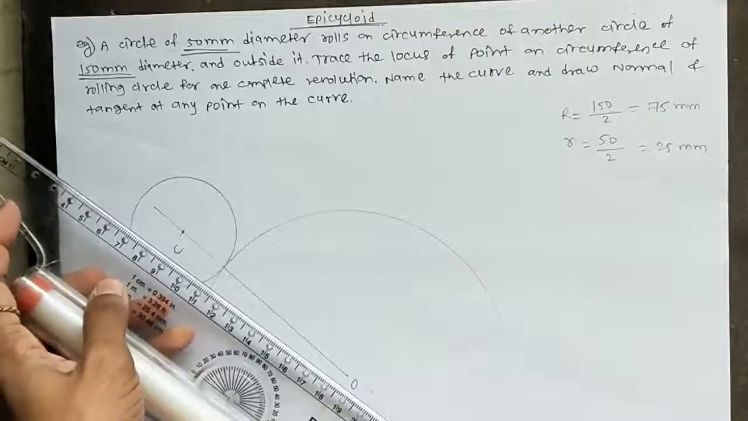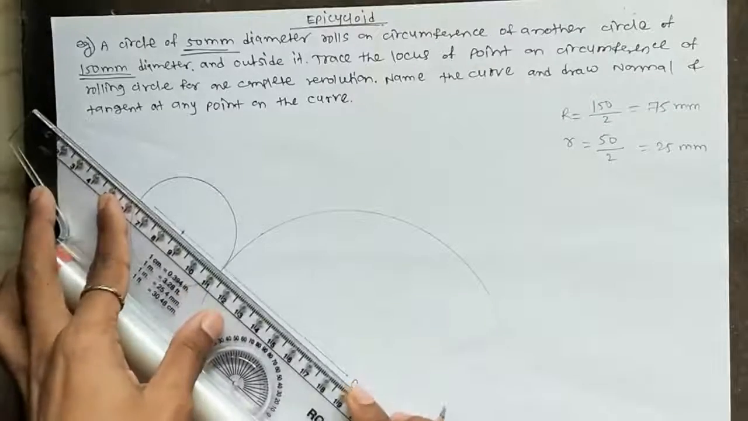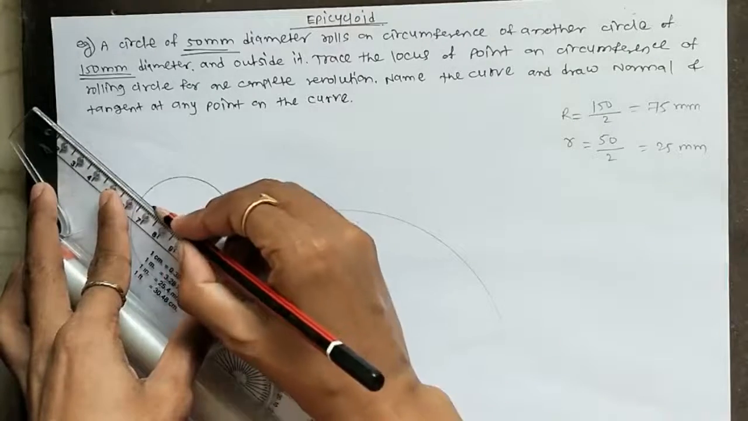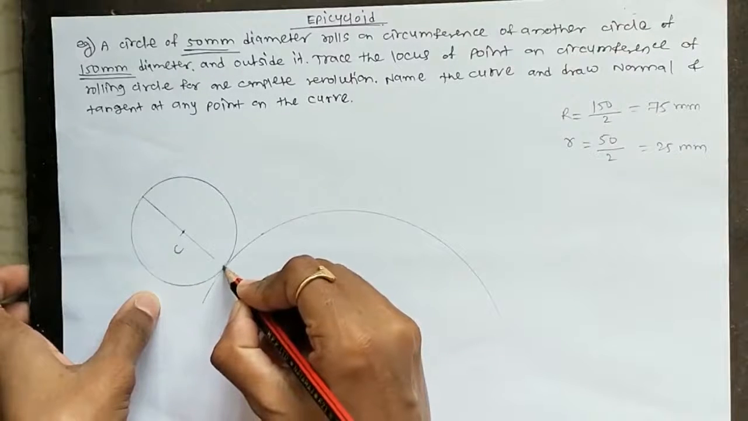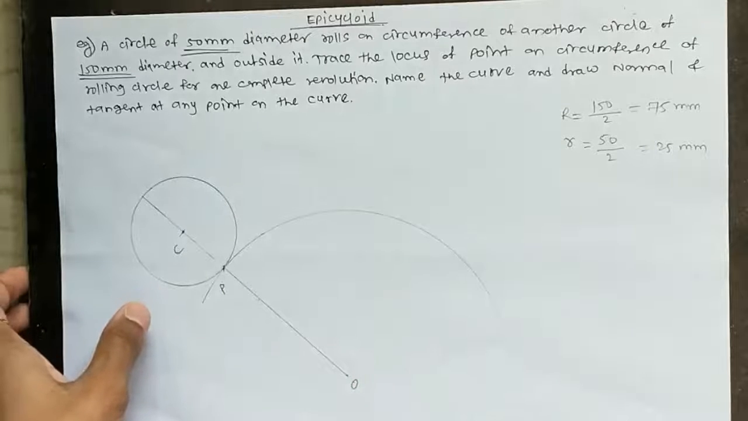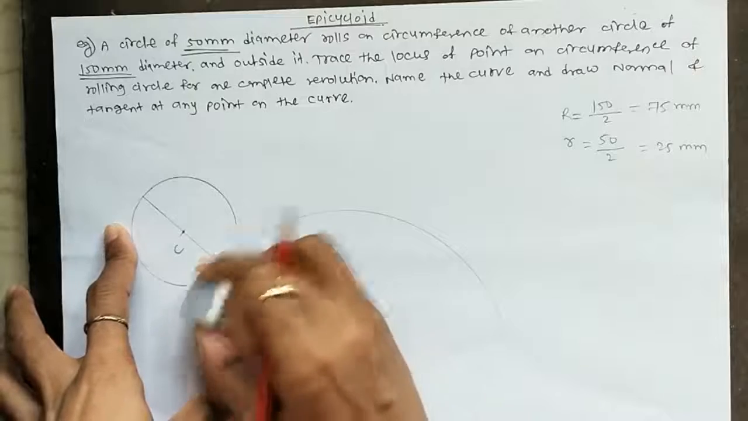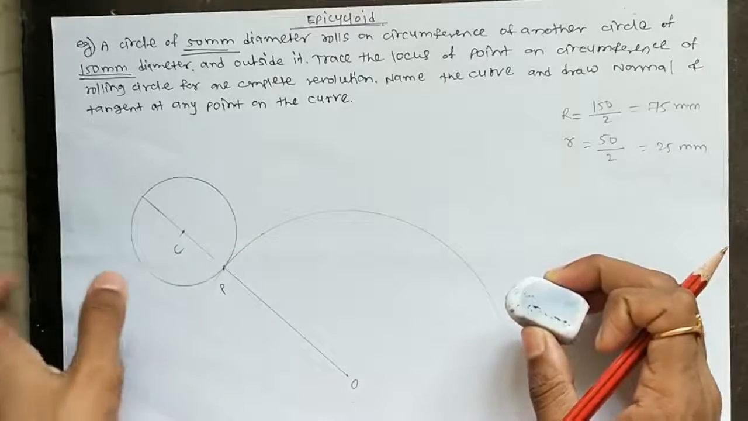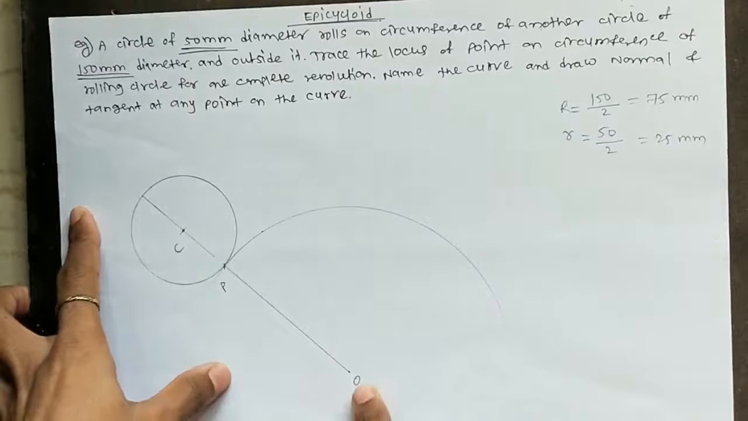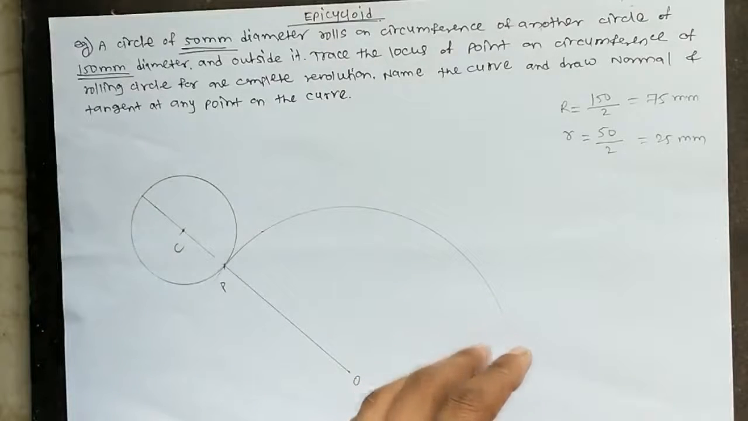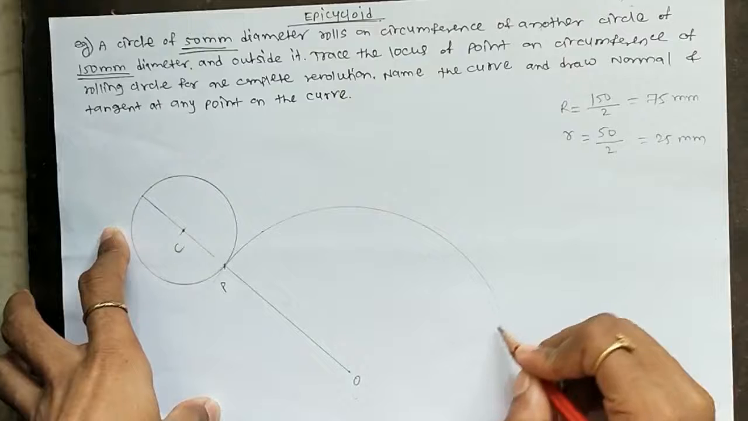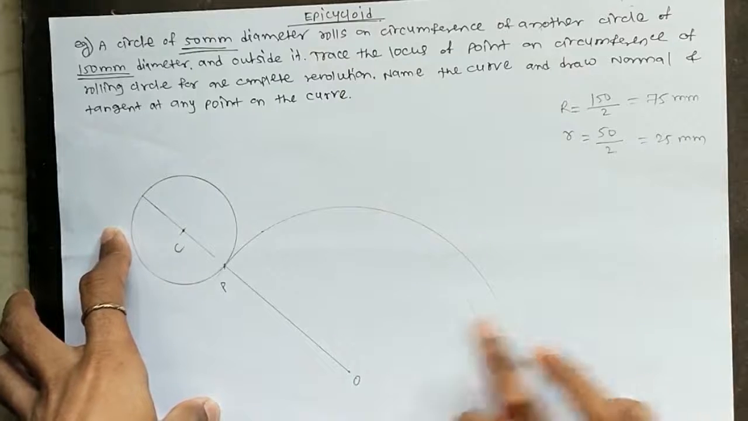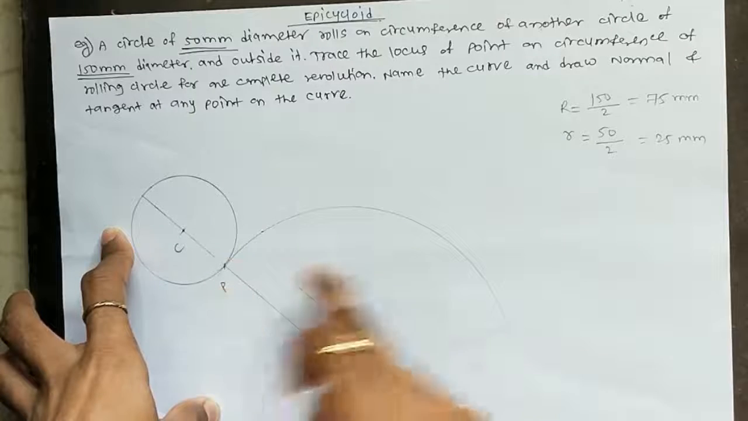Now extend this line up to the circle. Now C is the center point and give name to this point as generating point P. So this is point P. Now we have got 3 points, that is point O, point P and point C. Now in one revolution of a generating circle, this point P will move to point A. Point A is somehow here.